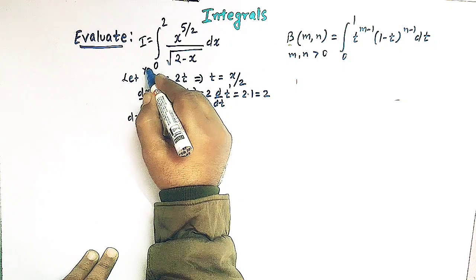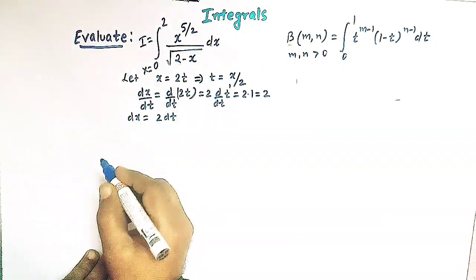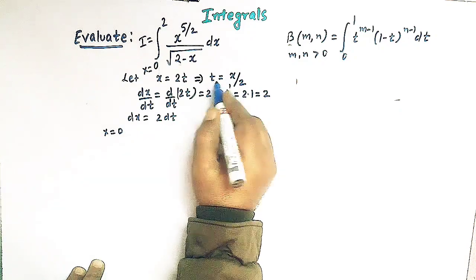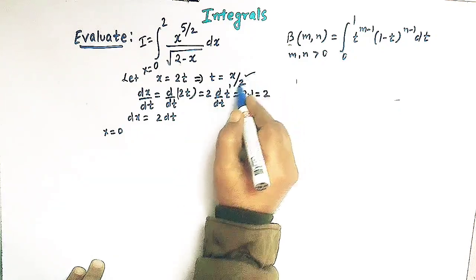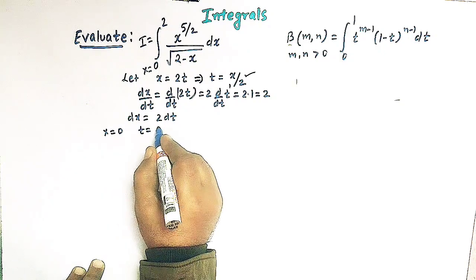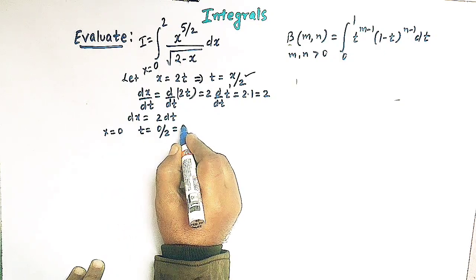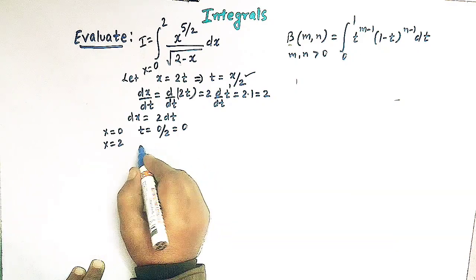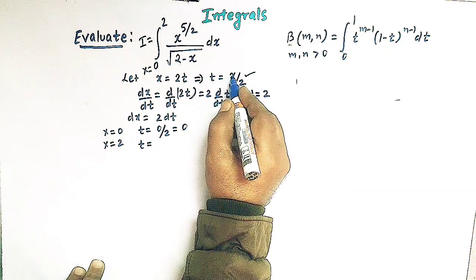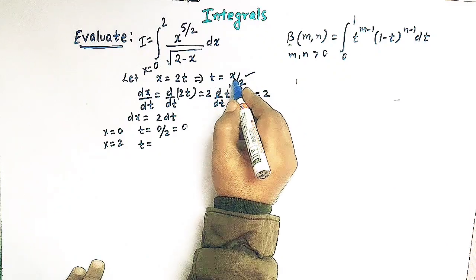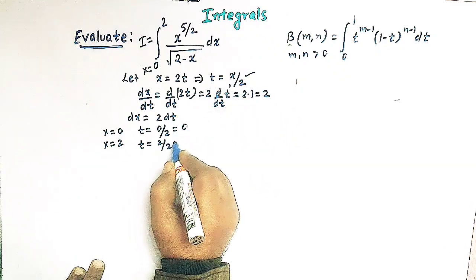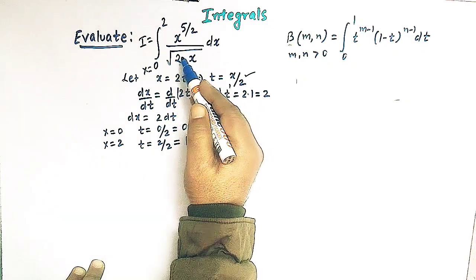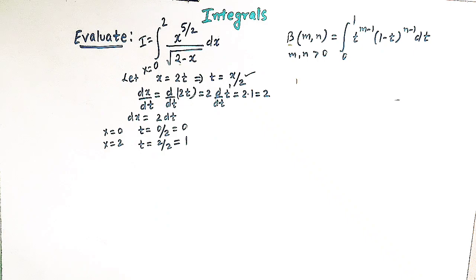Okay, so now here we'll change the limits accordingly. So here the lower limit is 0 and the upper limit is 2. So when x is equal to 0, then the value of t can be obtained from this relation. So t is equal to 0 over 2, that is 0. And when we have x is equal to 2, then the value of t can be obtained again from this relation. So we have 2 over 2, that is 1, right? So now let us write this integral in terms of t.